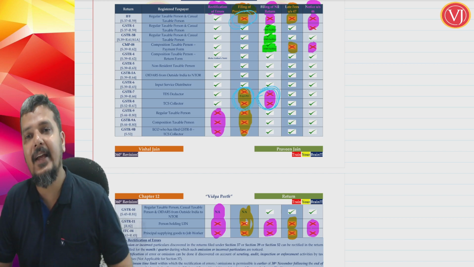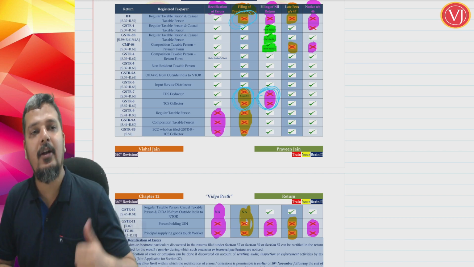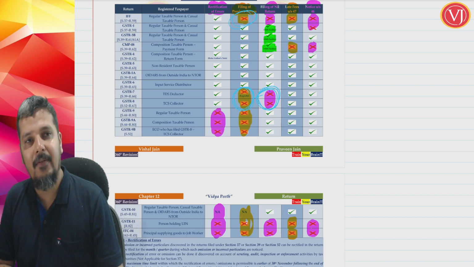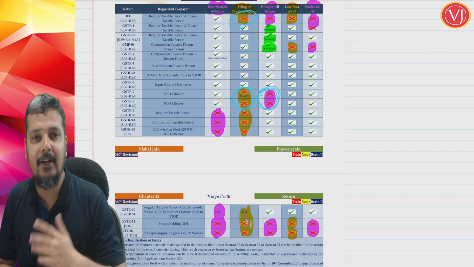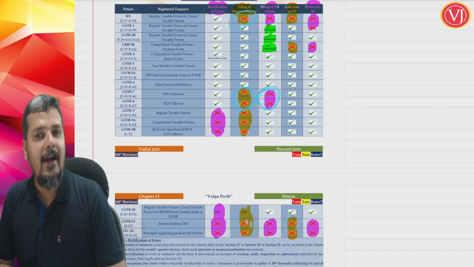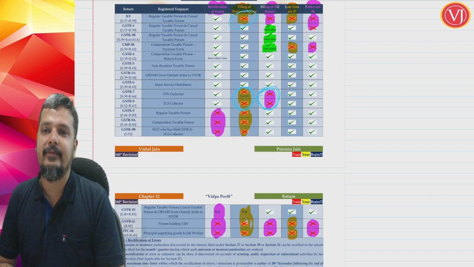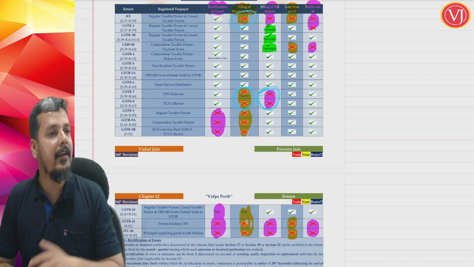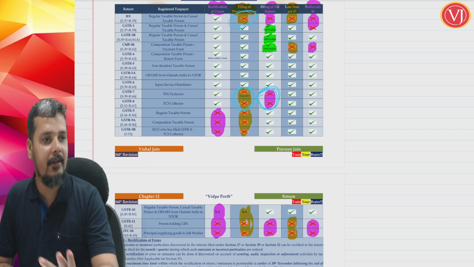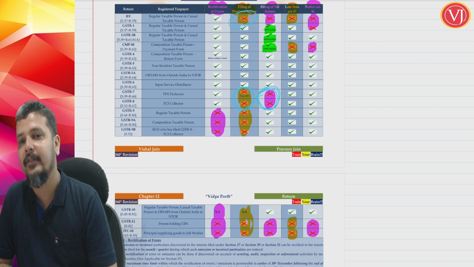But if I give all the 5 concepts, there are totally 5 concepts. One is rectification, one is previous month's return, one is nil return, one is late fees, one is notice. Together. And tell that this is a summary. This is the summary. Life becomes very simple. Okay, I need to focus only on these particular areas.